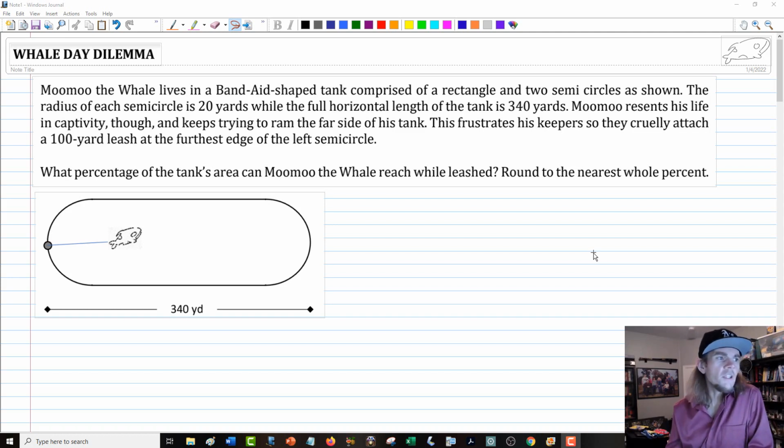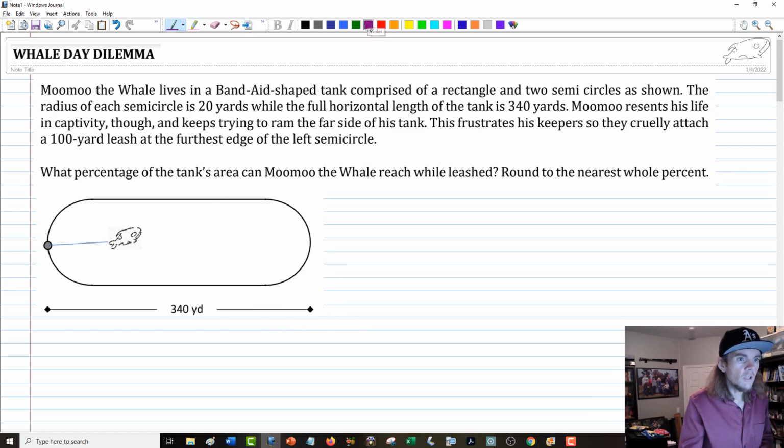So Moo the whale lives in a band-aid-shaped tank, comprised of a rectangle and 2 semicircles as shown. You can see that tank down below. The radius of each semicircle is 20 yards, while the full horizontal length of the tank is 340 yards. Now I've marked that on here. It wasn't originally marked that way if you were in Mathletes today, so you didn't have that on your document, but now you know.